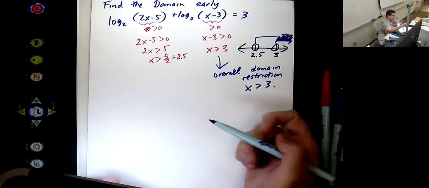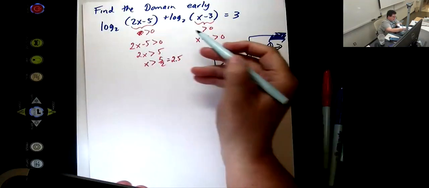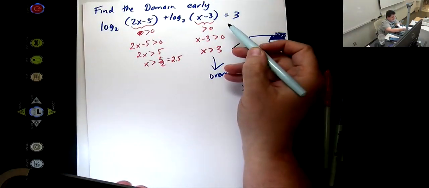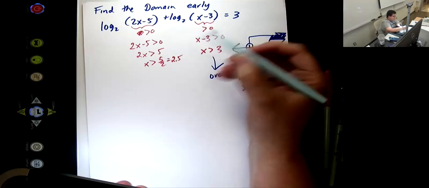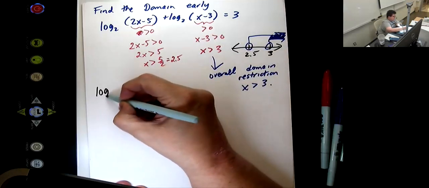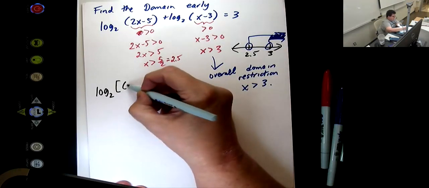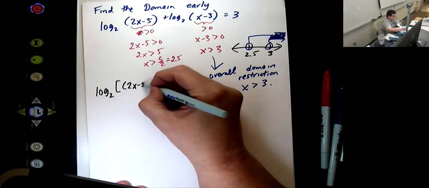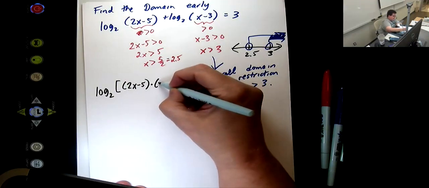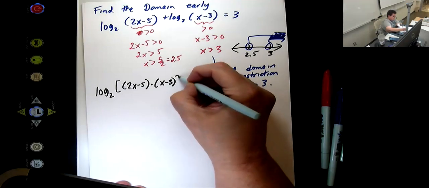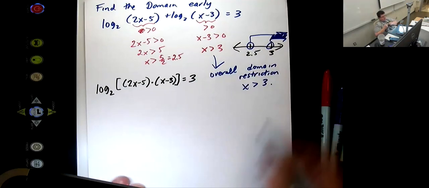All right, so if we do this one, we can put this together. This is easier to put together now, because multiplication on the inside of a log equals addition on the outside of a log. So I can put them together now. It's probably the easiest way to go about doing this.